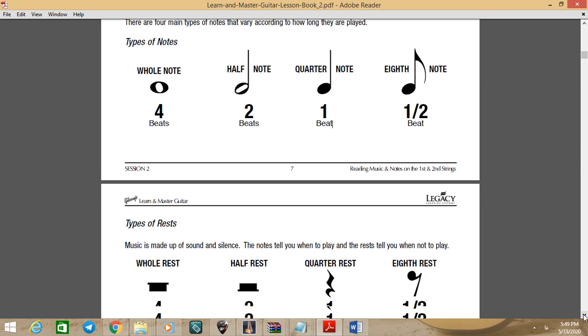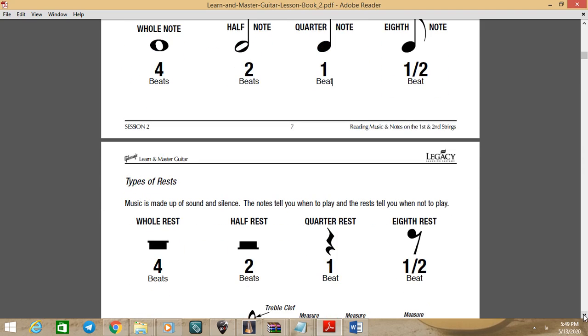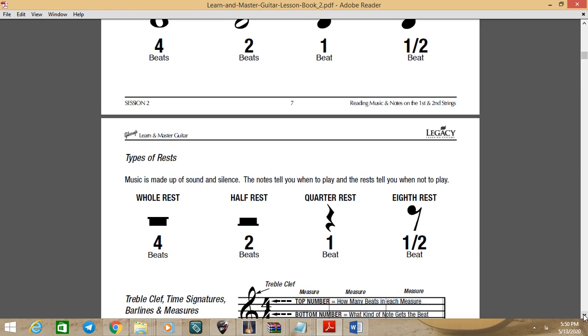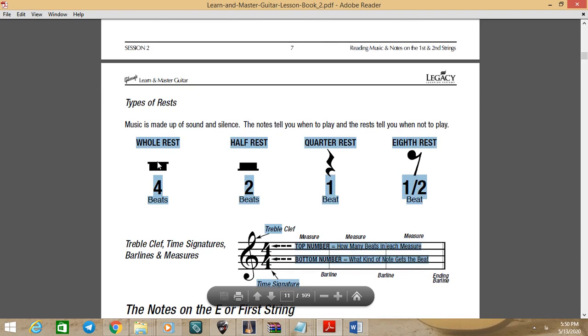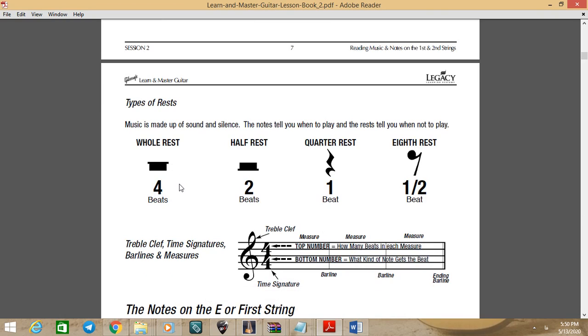When we see a note, we should understand the beats, how many beats it should continue, and also the name of the notes, which I will explain in the very near future.